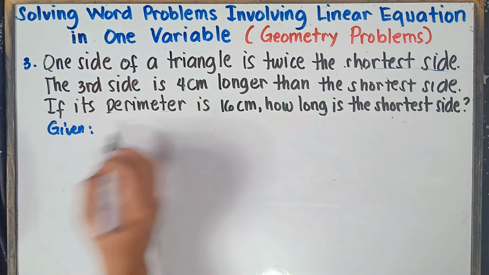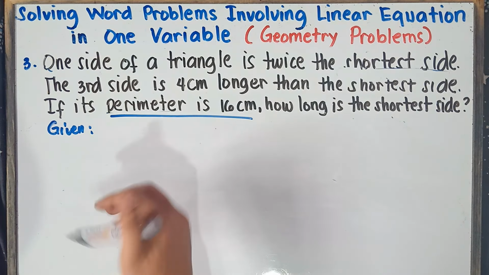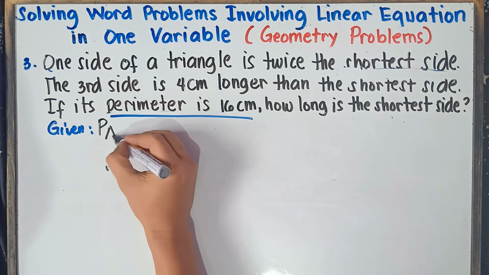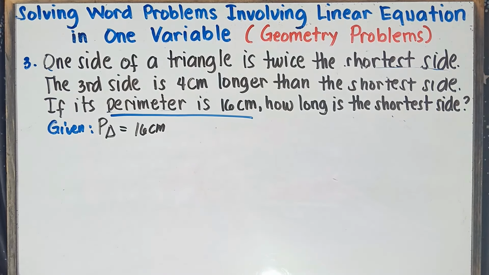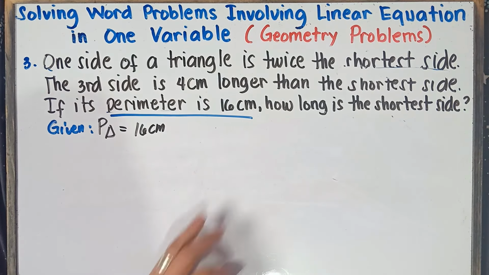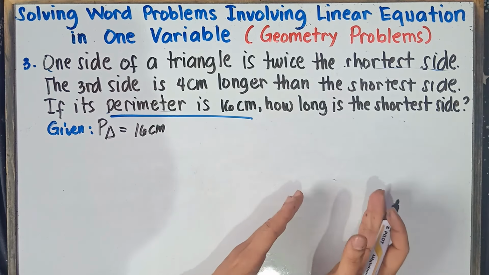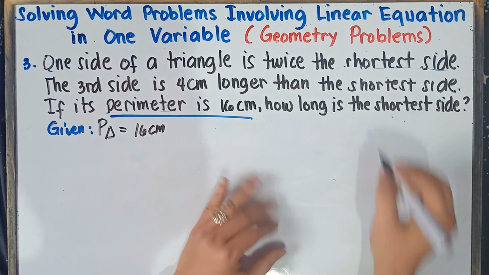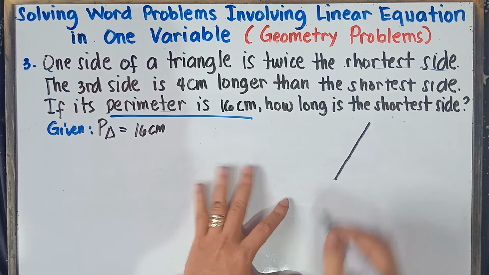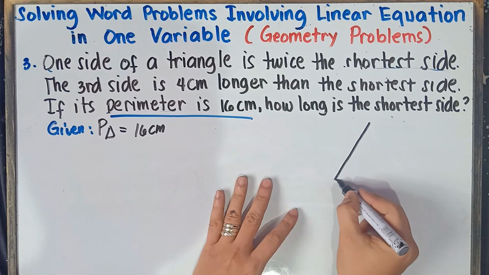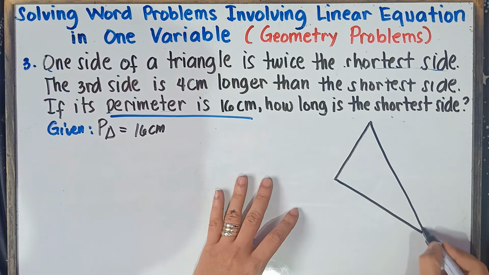So we have given, class, the perimeter of this triangle. So given perimeter, that would be 16 centimeters. So perimeter of the triangle is equal to 16 centimeters. So let's have our illustration, class, for us to be guided. So we have the shorter side, the longer side, and then the longest side. So if we illustrate this one, we have the shortest side. So this is the shorter side or shortest side, and then the longer side. And then we have the longest side.